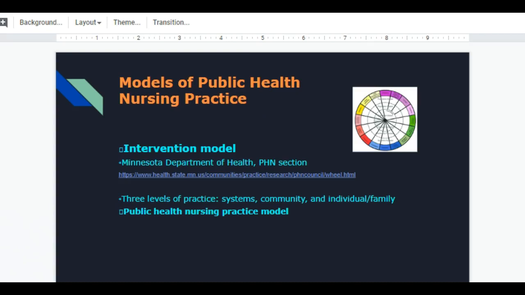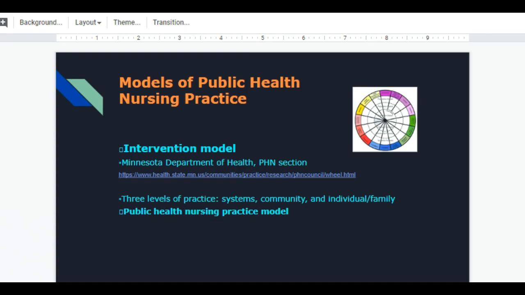Models of public health practice. I'm sure you guys have looked at the intervention model from the Minnesota Department of Health. I use it in my class. Many of us that teach public health use this model. I put a link so you can go to a live wheel model on the Minnesota Department of Health website. This model uses the 3 levels of practice. So systems is one level of practice for community health nurses and public health nurses. Community and individual family. I have a whole slide presentation on the wheel, so I'm not going to get into it that much, but just go ahead and take a look at it.